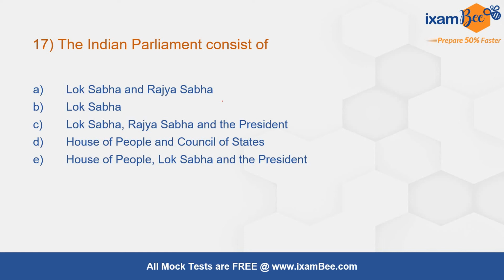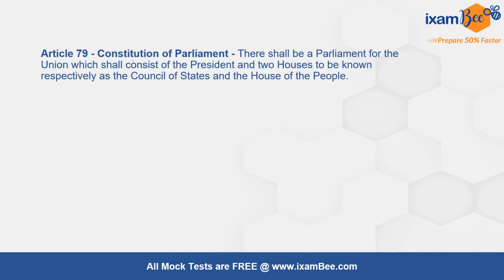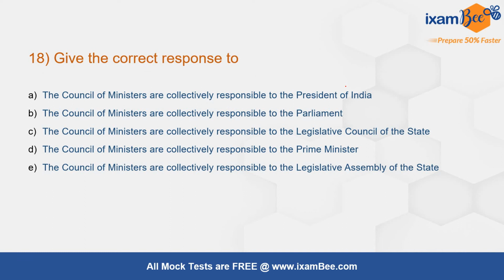Question 17. The Indian Parliament consists of. The correct answer is Lok Sabha, Rajya Sabha and the President. All three are present in the term Indian Parliament. This is given under Article 79 of the Constitution. Parliament will consist of the President and the two Houses to be known respectively as Council of States and House of People.